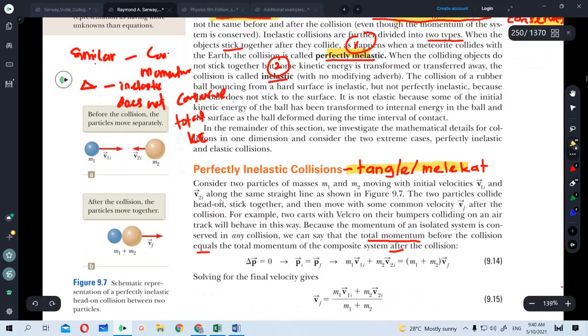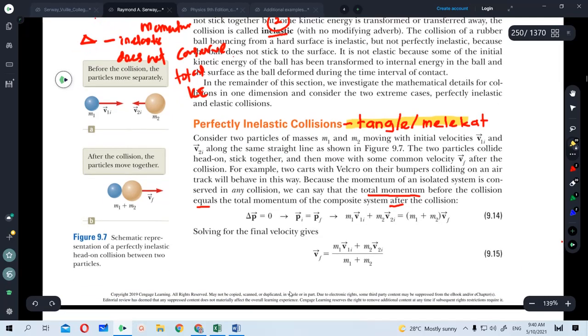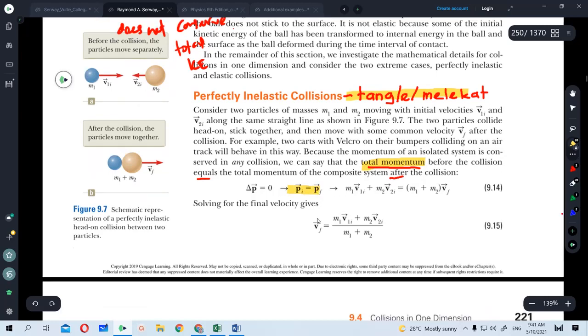Now, the effect of understanding the concept of inelastic is that it leaves you with only one expression. You only use one formula when it says inelastic, which is conservation of momentum. Conservation of momentum, and that's it.